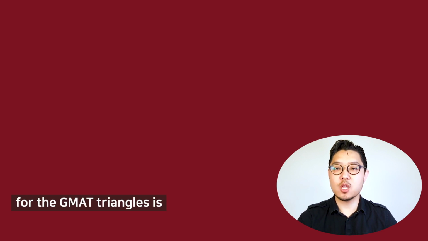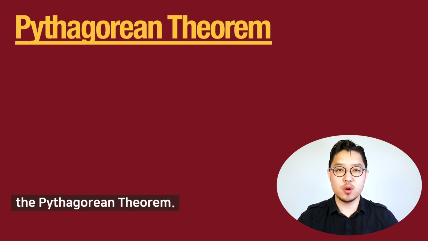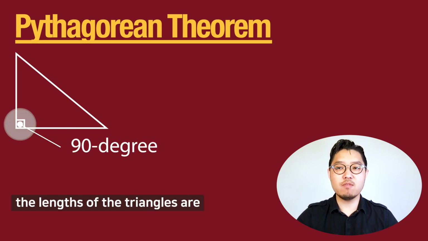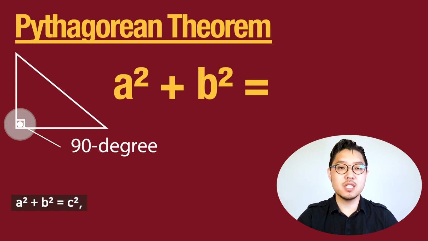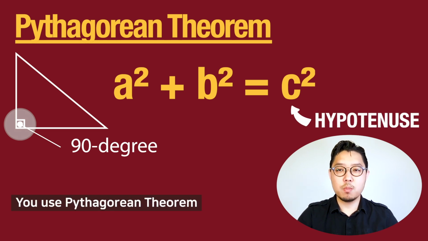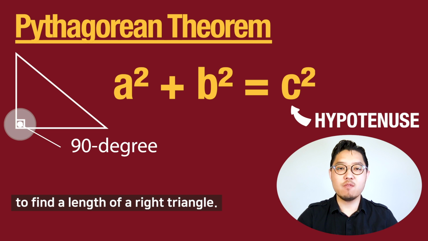Welcome to the tutorial. The first thing you need to know for GMAT triangles is the Pythagorean theorem. For a right triangle, yes, it must be a 90-degree triangle, the lengths are a squared plus b squared equals c squared, where c is the length of the hypotenuse. You use the Pythagorean theorem to find the length of a right triangle.